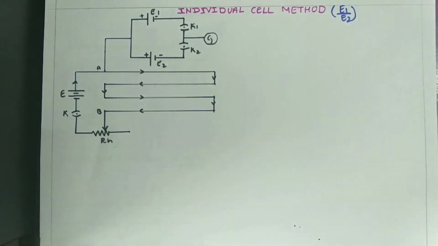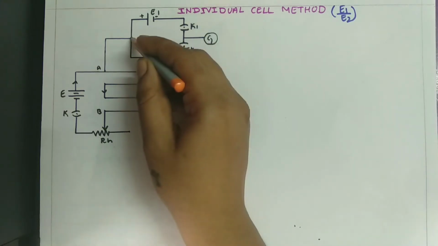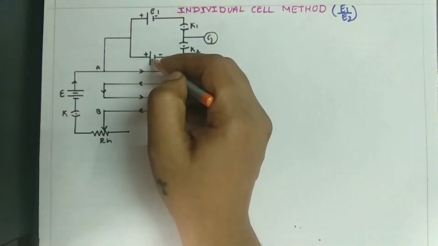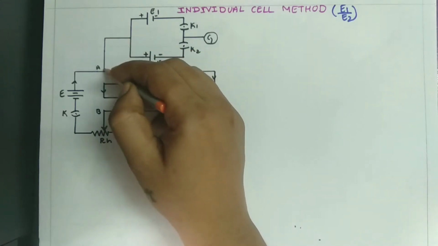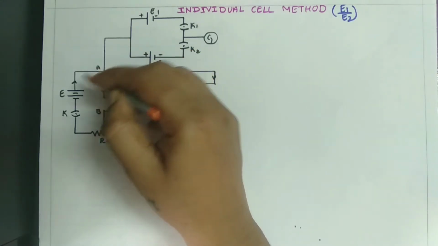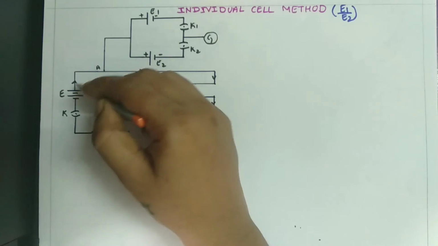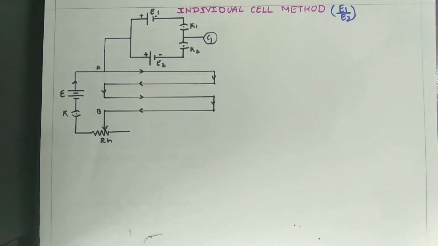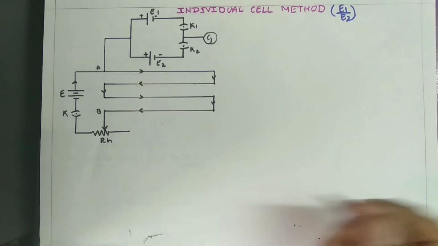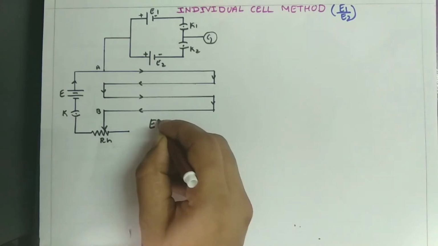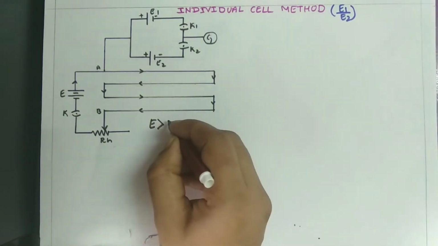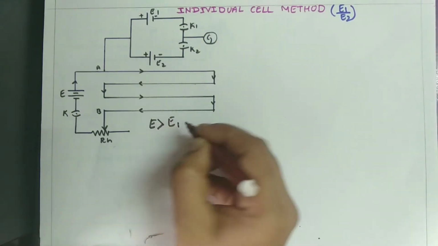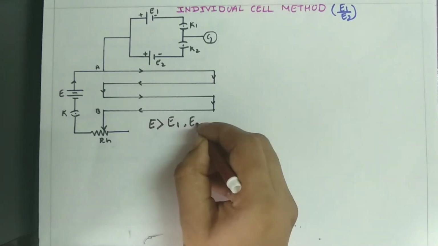Two things you have to remember over here. The positive terminals of the cells whose EMFs you are going to compare must be connected to that point of the potentiometer where the positive terminal of the driving cell is connected. The second thing to remember is that the EMF of the driving cell must be much greater than the EMFs of the cells to be compared.